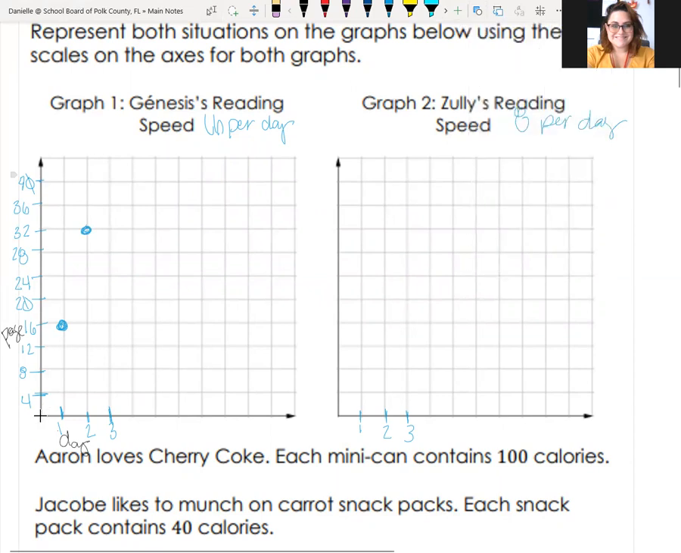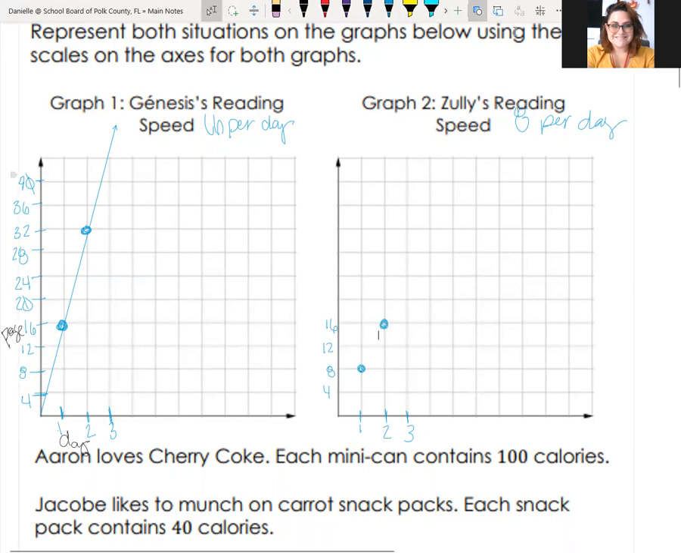It'll start at 0 because at day 0, we've read 0. And it's going to go up through both of those points. So it should look something like that. When I do Julie's, she reads 8 per day, which 8 was here. So on day 1, she's at 8. This is 12, 16. And on day 2, 8 plus 8 means 16.